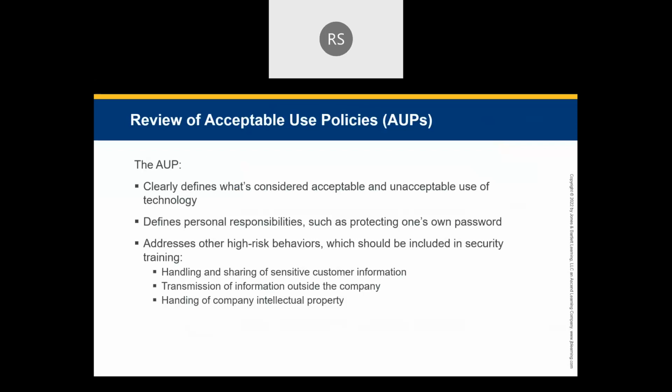The AUP should also address the proper handling and protection of the company's intellectual property. This includes proprietary information, trade secrets, copyrights, trademarks. It should emphasize the importance of maintaining the confidentiality and integrity of such assets.